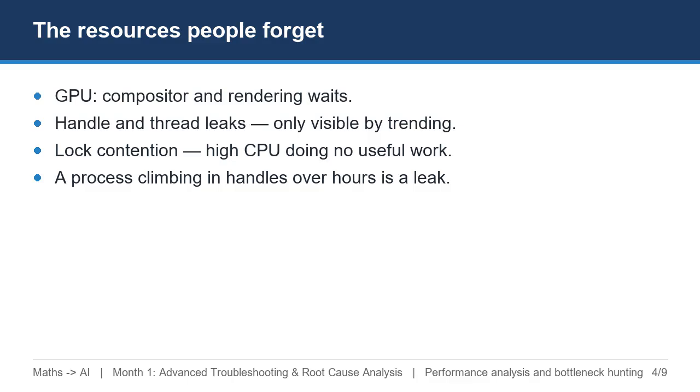Beyond the famous 4, check the ones people forget. The GPU can stall the desktop compositor. Handle and thread leaks only reveal themselves when you trend a process over hours. And lock contention can pin a core at 100% while doing no useful work at all. If a process is steadily climbing in handles across an afternoon, that's a leak, and you'll only catch it by watching the trend, not a single snapshot.